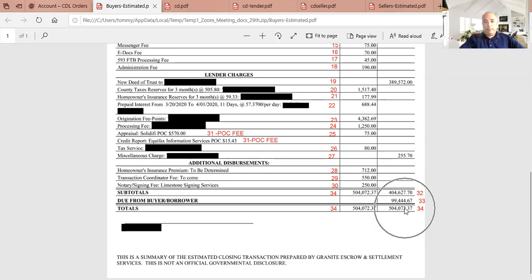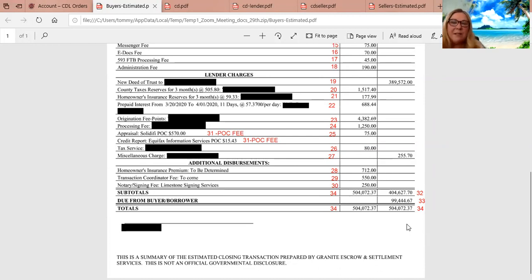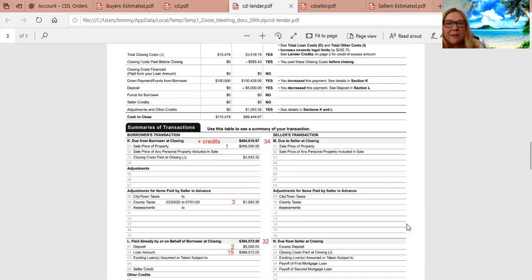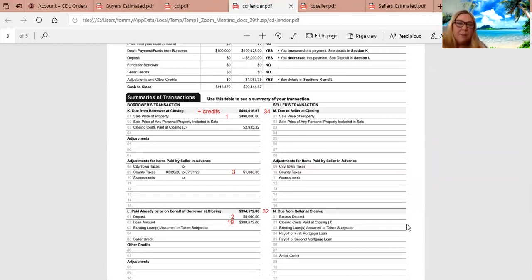Yep, so right down here they balance. Okay, now go back to the CD from the lender. Let me show them why they don't balance. This is why they ask questions all the time, because the 34 number that the CD shows never shows the credits. So the only time it's going to balance is if you have no credits. But if you have a seller credit or you have a lender credit, it does not pick those numbers up, which is why that number doesn't match what's on our estimate.